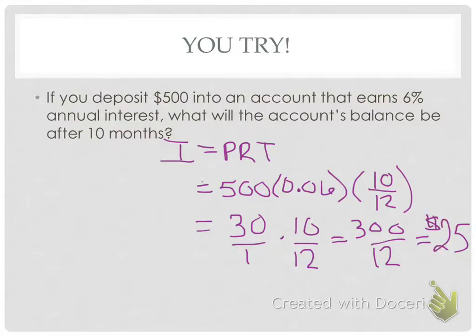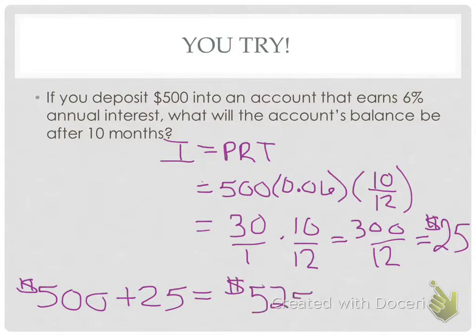That's the amount of interest, and that's how you would calculate it. But that's not the total balance. The total balance must be added back to the original. So 500 plus 25 gives me an ending balance of $525. So you always add it if it's asking you for the balance. Okay?